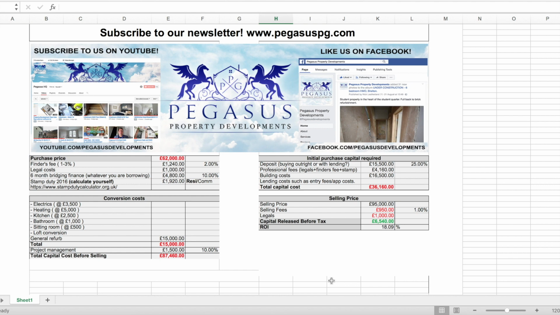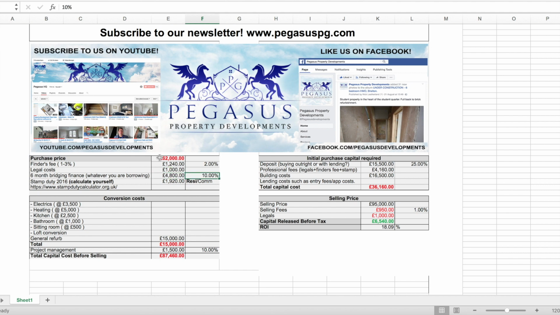When you flip a property, i.e. you buy a property, you renovate it and you sell it on. So starting off at the beginning, you put a purchase price in here. These are real numbers. This is a real deal that I've actually done. So purchase price 62,000, so you put that in there. If you're paying a finder's fee, you put that in there. Next is your legals. So that's your conveyancing costs, your solicitor searches, etc.